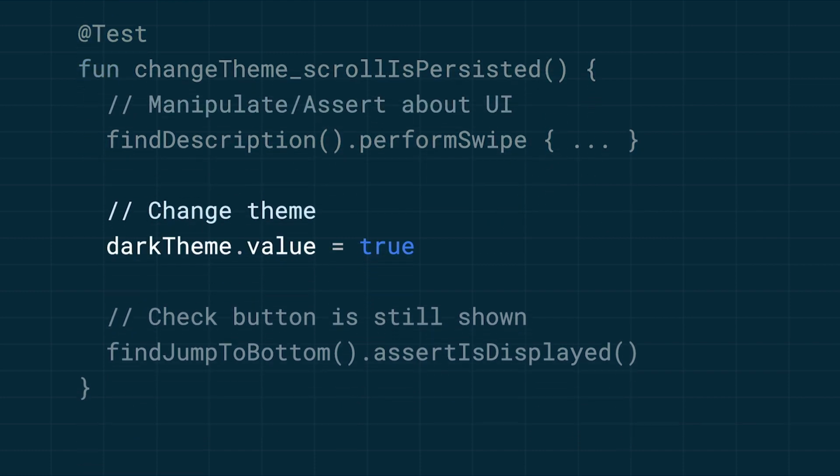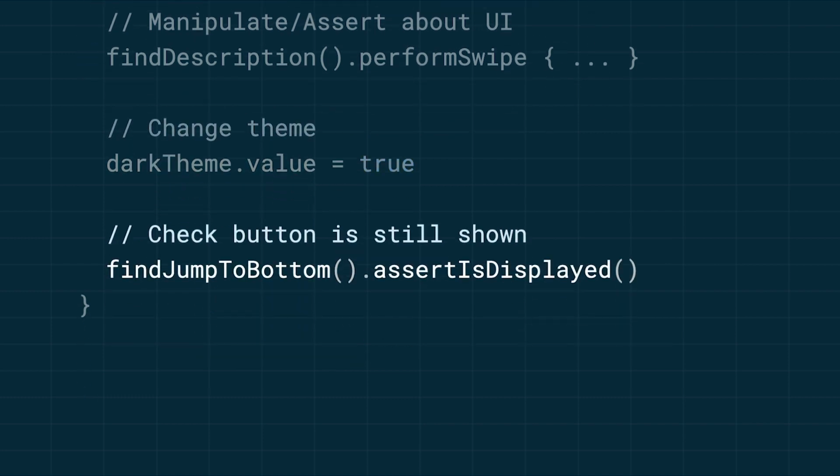Then, we update the flow to switch to dark theme. This causes the UI to update. We can then assert again, checking that the theme change happened as expected. We could even capture screenshots or compare these against golden images.